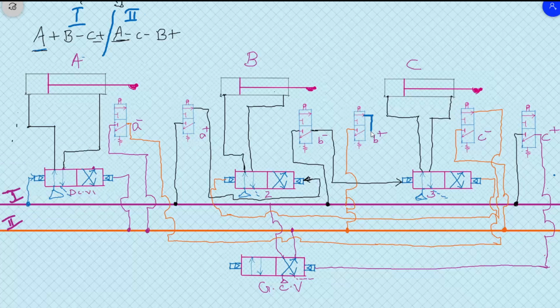So this output should be given to the group changing valve so that the group is changed from pressure line 2 to pressure line 1. Once the B plus signal is received by the GCV, it changes its position so that pressure line 2 will be depressurized and pressure line 1 will be pressurized, which initiates the next cycle where it again starts from A plus.